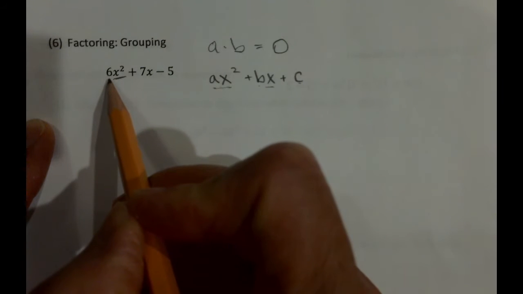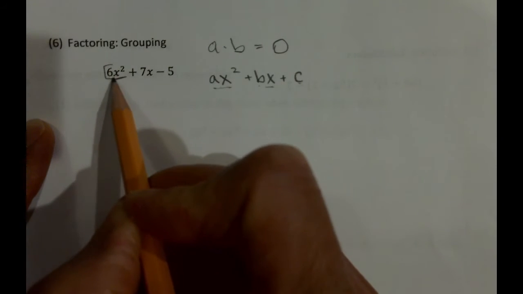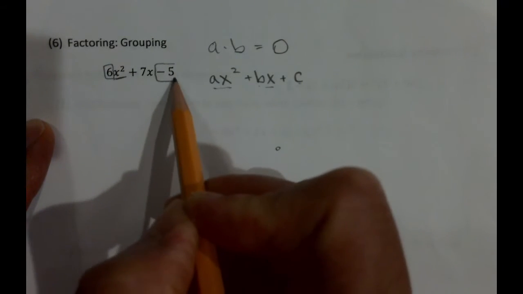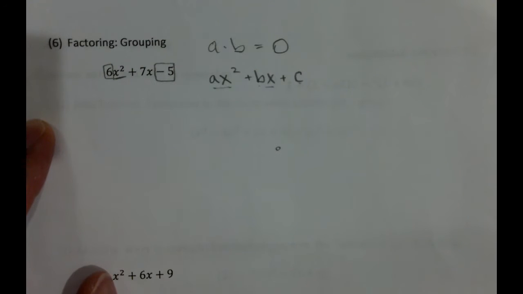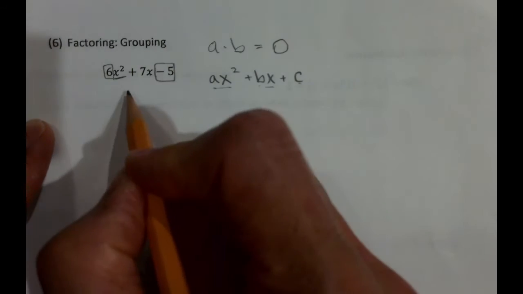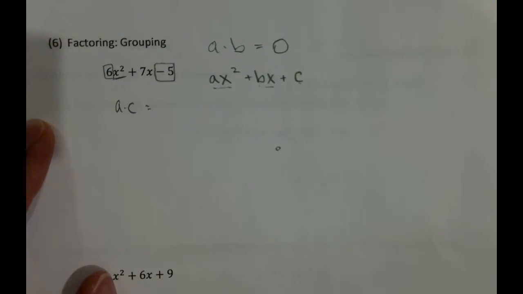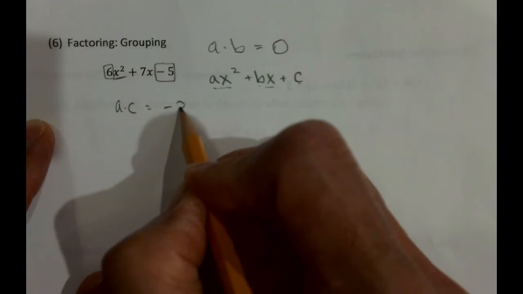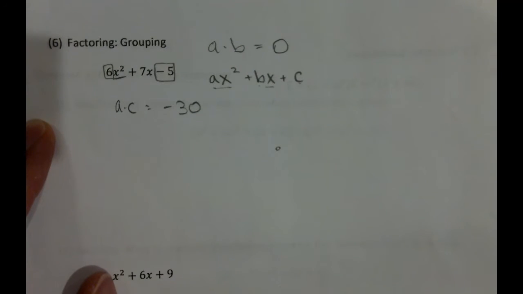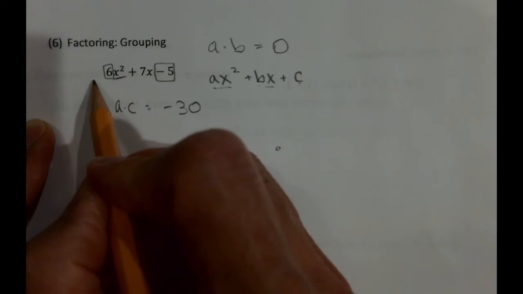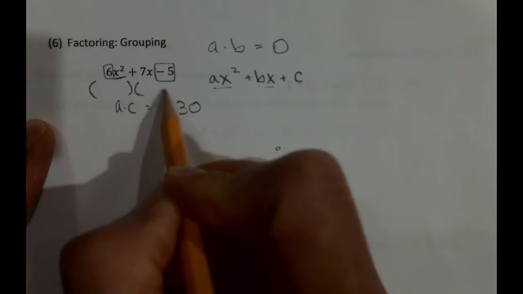So in this situation, you would take a and c, keeping the signs with the numbers, take those two coefficients, a times c, as your starting point. And what you're trying to do is factor it into two terms.